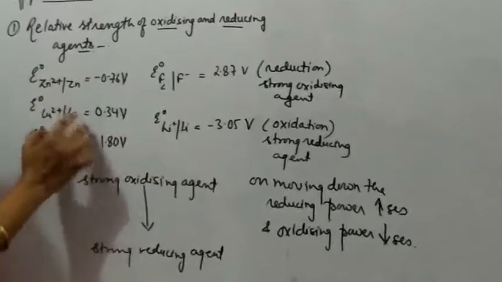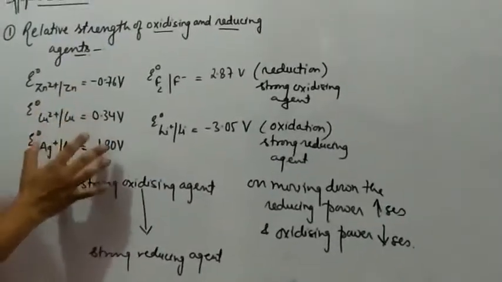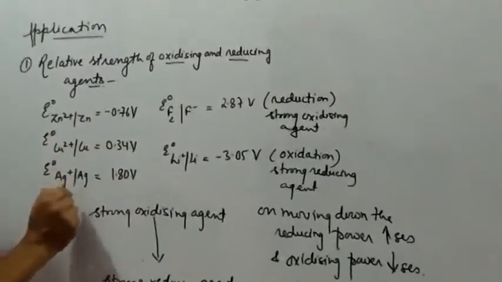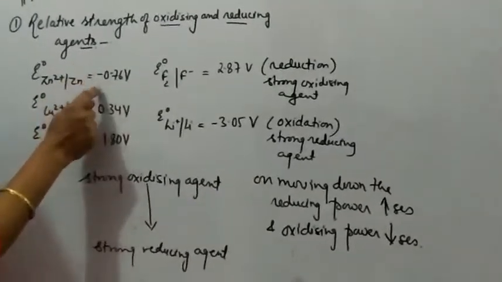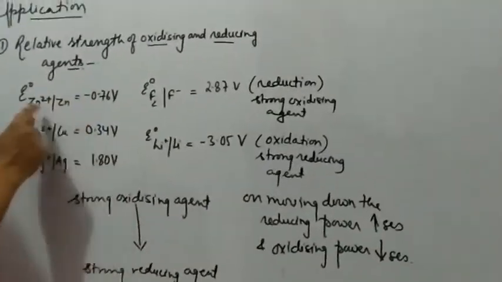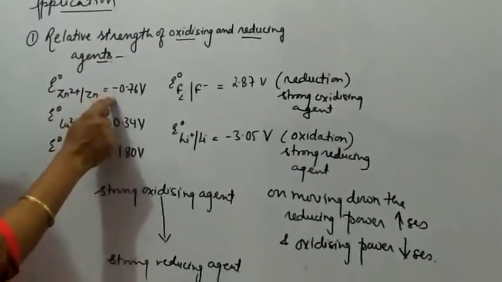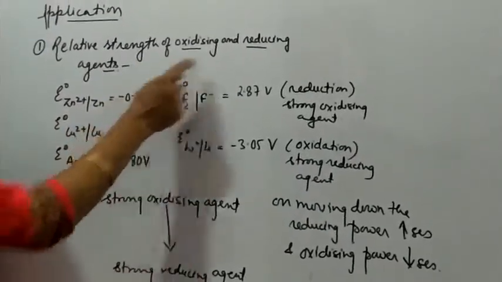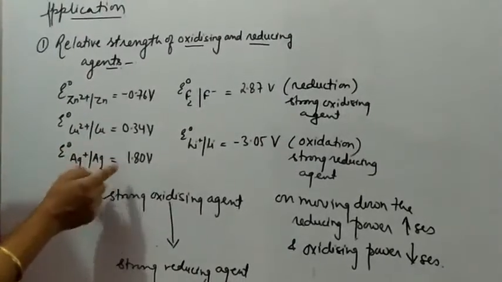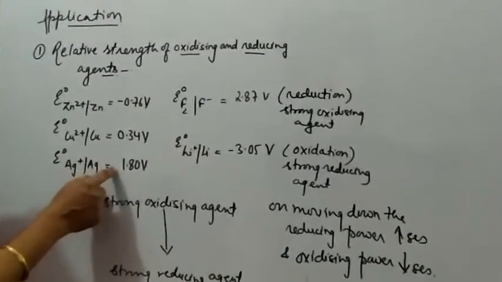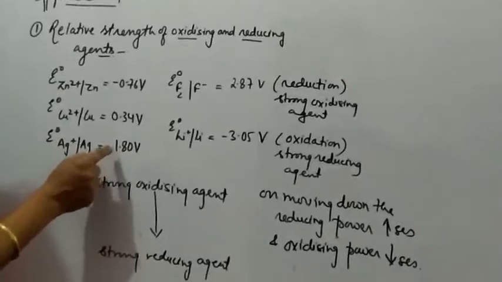And from here you can easily predict which one is the strong reducing agent: the one which has the negative value, or the lowest value of the standard electrode potential among these three, will be the strong reducing agent, right? And the one which has the most positive value will be the stronger oxidizing agent.